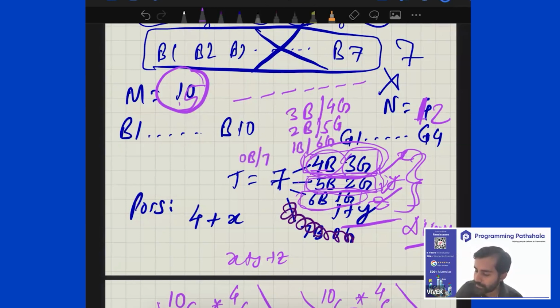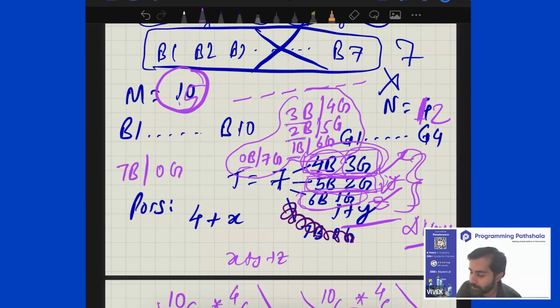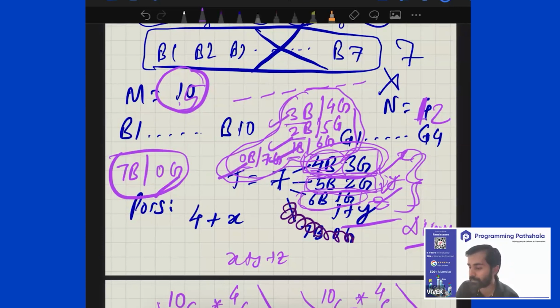0 boys, 7 girls. So these are the impossible categories, because here the number of boys is fewer than 4. And now you have to consider one more possible impossibility, and that is when there are 0 girls and all boys. Now the number of these impossible categories will always be very, very small. Just 1, 2, 3, 4, and 5. And you just have to subtract this from the total number of possibilities.